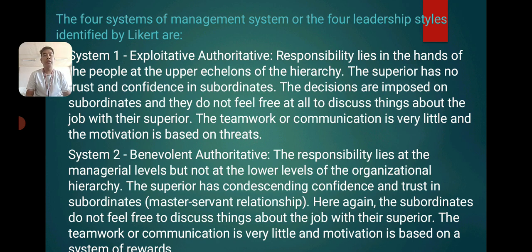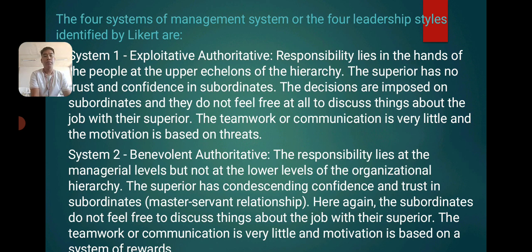The four systems of management, or the four leadership styles, identified by Likert are exploitative authoritative, benevolent authoritative, consultative, and participative. System 1, exploitative authoritative. Responsibility lies in the hands of the people at the upper echelons of the hierarchy. The superior has no trust and confidence in subordinates. The decisions are imposed on the subordinates and they do not feel free at all to discuss things about the job with their superior.